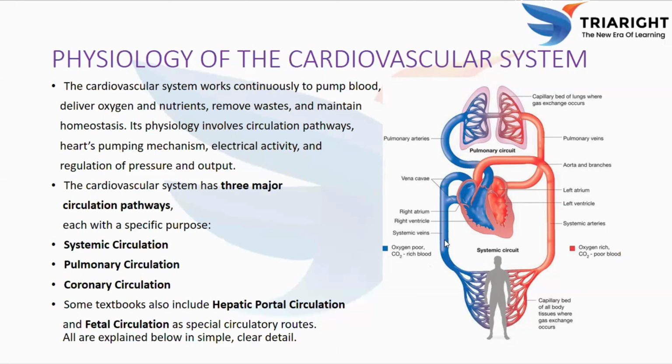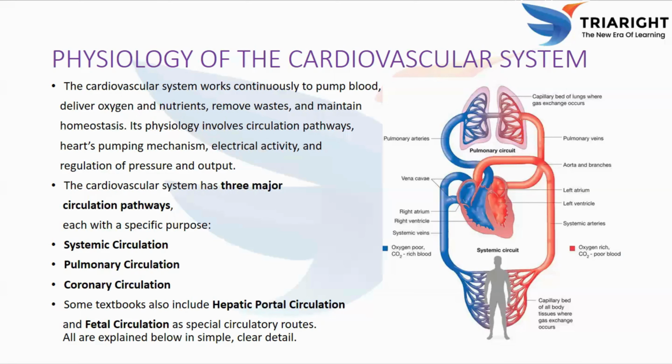The cardiovascular system works continuously to pump the blood and deliver oxygen and nutrients to body tissues. It also removes waste products like carbon dioxide, and it maintains homeostasis, which is nothing but a stable internal environment. This includes the circulation pathways, the heart's pumping action, the electrical conduction, and also the regulation of blood pressure and cardiac output.